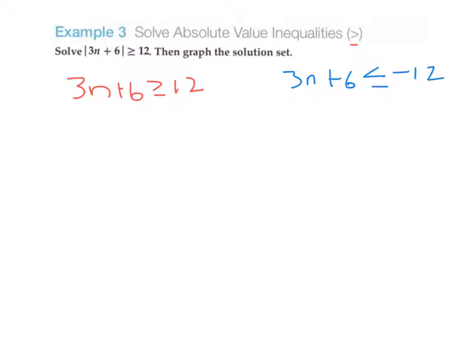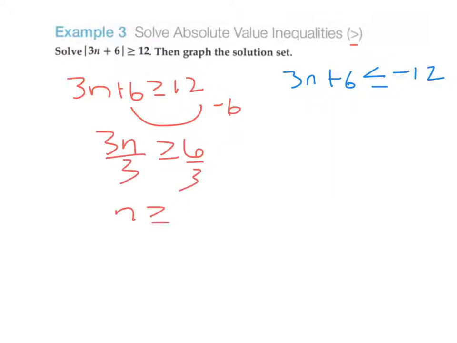So when we go through solving this, I'll move my 6 over, so it becomes a negative 6. So negative 6 and 12 is a 6. 3n, and I'm going to divide by 3. I get n greater than or equal to 2.